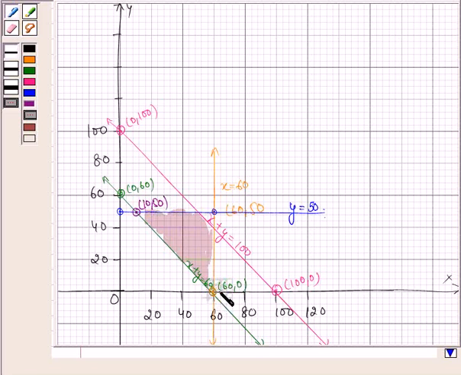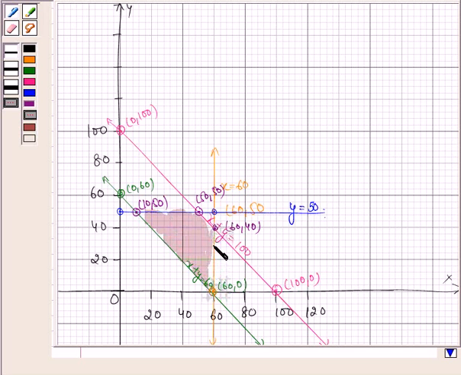This point is (60, 0). This point we can obtain by solving equation x plus y equals 100 and x equals 60. On solving these two equations, we get this point as (60, 40). This point is (50, 50). We have obtained this point by solving equation x plus y equals 100 and y equals 50. According to the fundamental extreme point theorem, minimum value of z will occur at one of these points.